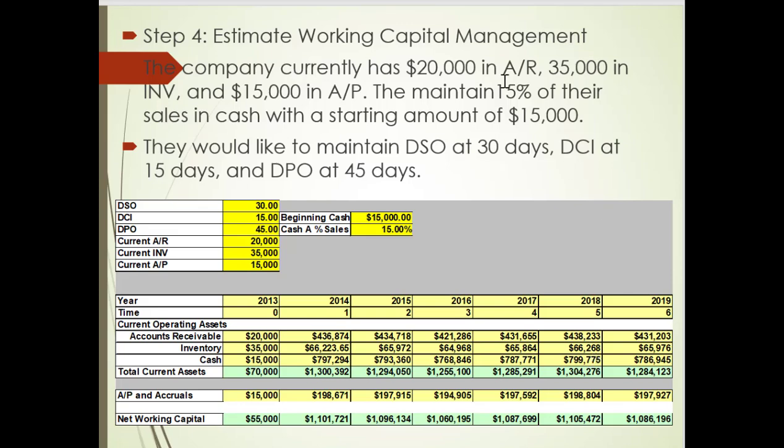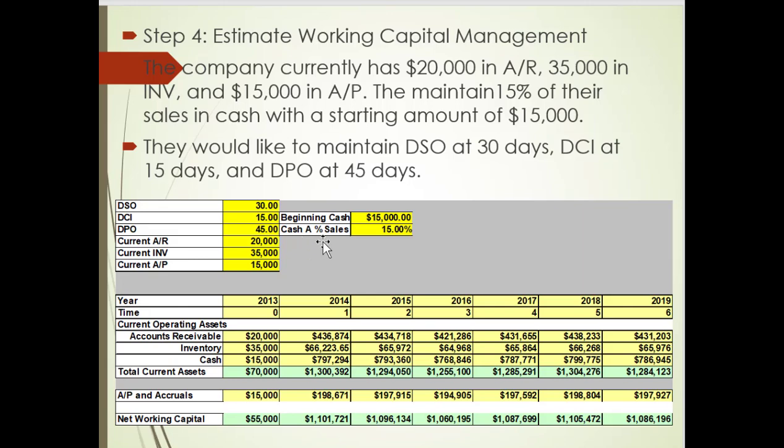The next step is to look at working capital management. Here's what our ratios are: our days sales outstanding, days carry inventory, days payable outstanding. We have what our current balance is for our assets, current accounts receivable, inventory, and accounts payable. We have our beginning cash is 15,000, which also means then we need to have a number.